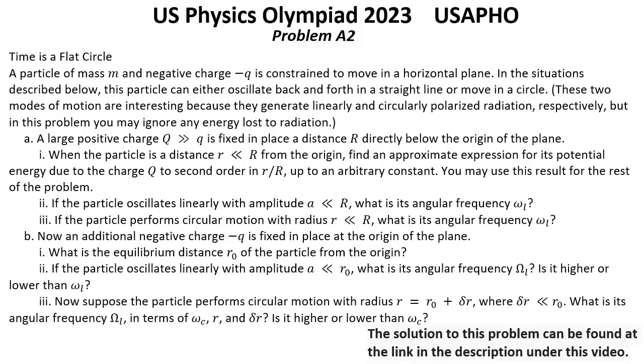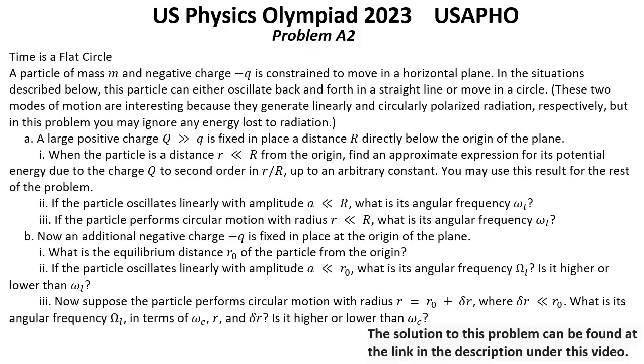Question 2. If the particle oscillates linearly with the amplitude A much less than big R, what is its angular frequency omega L? Question 3. If the particle performs circular motion with radius small r much less than big R, what is its angular frequency omega C?